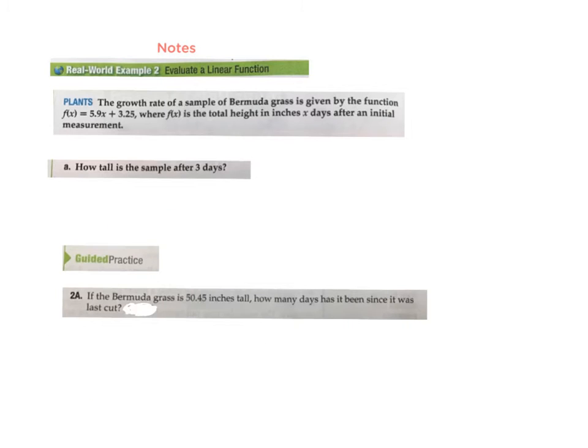So now we want to evaluate or find the answer to a linear function. So we're given this linear function right here, and then we want to figure out what the variables stand for. F of x is the total height, and x is the days. So when we look at our problem, it says how tall is the sample after 3 days? It gives us the days, so it gives us x. Because it gives us x, we can put it into our function. F of x equals 5.9, and I'm going to put 3 in.